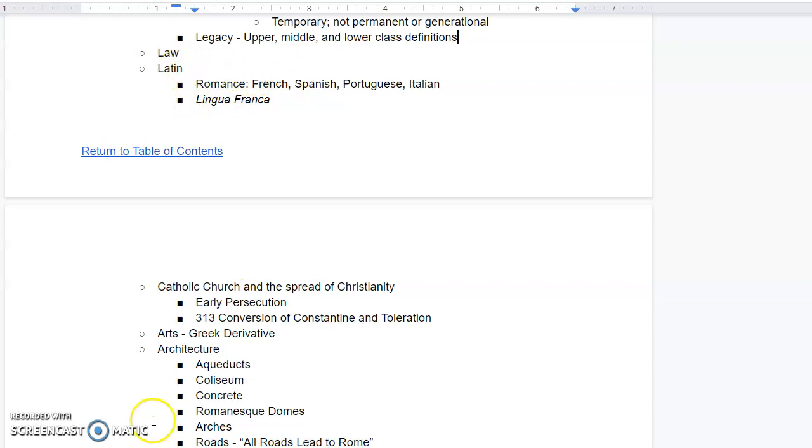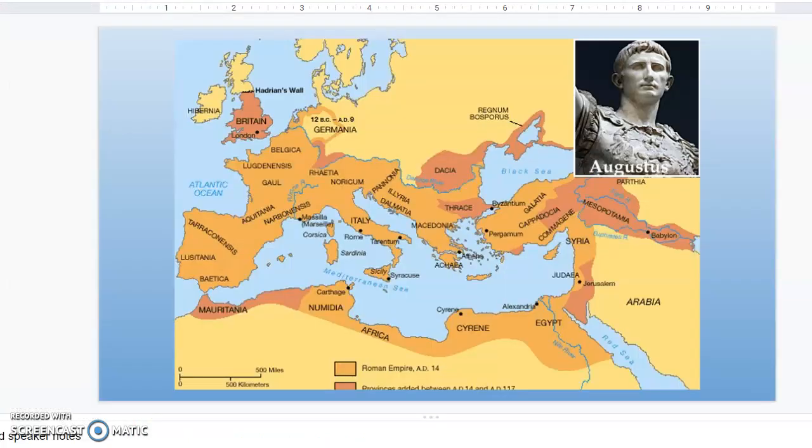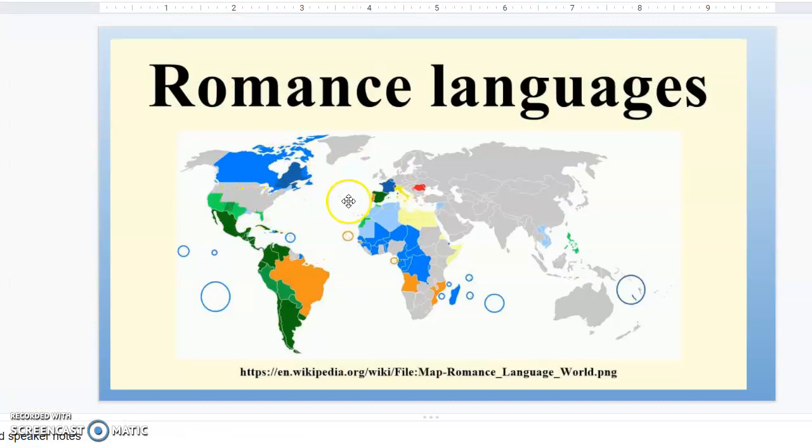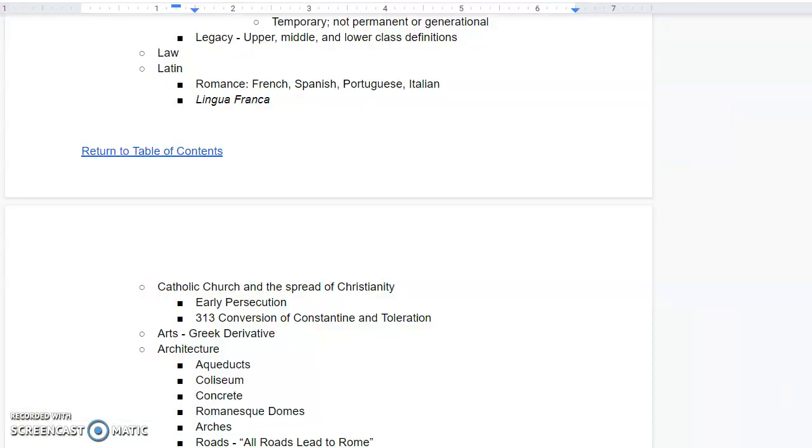So French, Spanish, Portuguese, Italian are all languages that derive from Latin that is spread all over the world. You can see French, Spanish, Portuguese, Romanian as well, Italian, that spread as European countries colonized parts of the world. Those languages became commonplace in many parts of the world as well, and they're all essentially based on Latin, have quite a bit of common vocabulary and language usage that all comes from Latin.